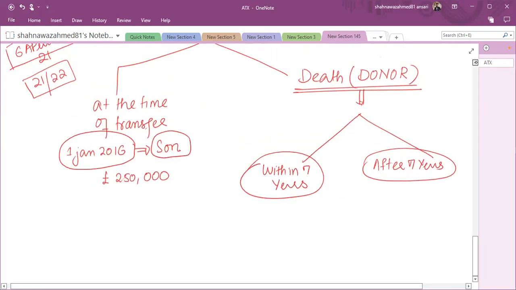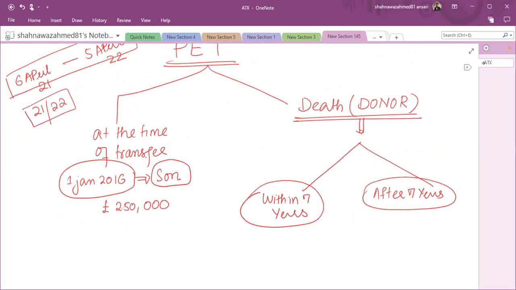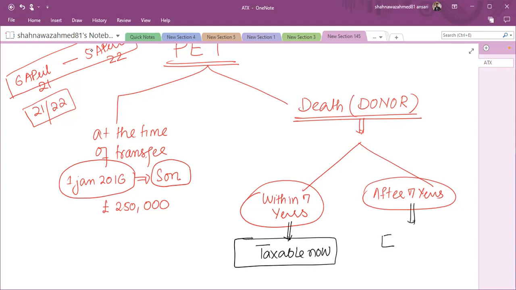So whenever there is a gift which is classified as a PET, there is no tax at the time of transfer, but after the transfer you have to identify the death of the donor. If the donor dies within 7 years, that particular gift will be taxable now on the death of the donor. But if the donor survives 7 years, then it is completely exempt, and there will be no tax at all.